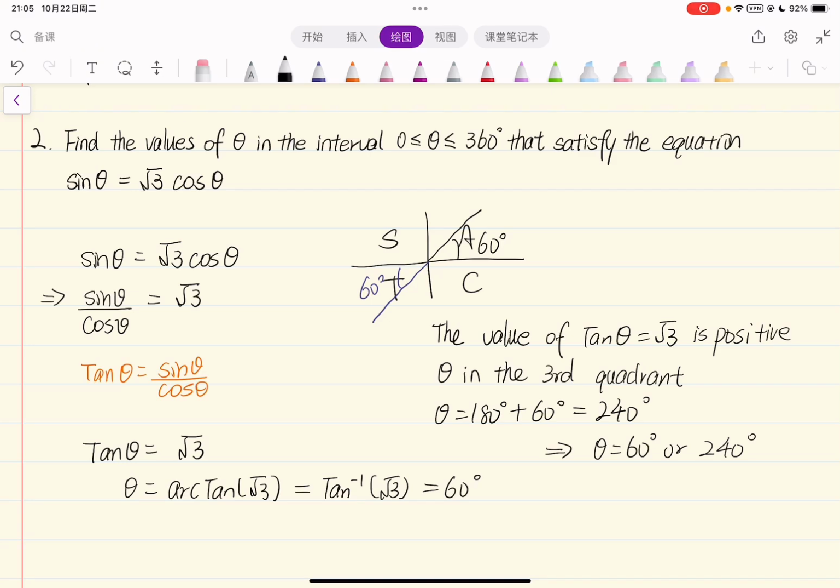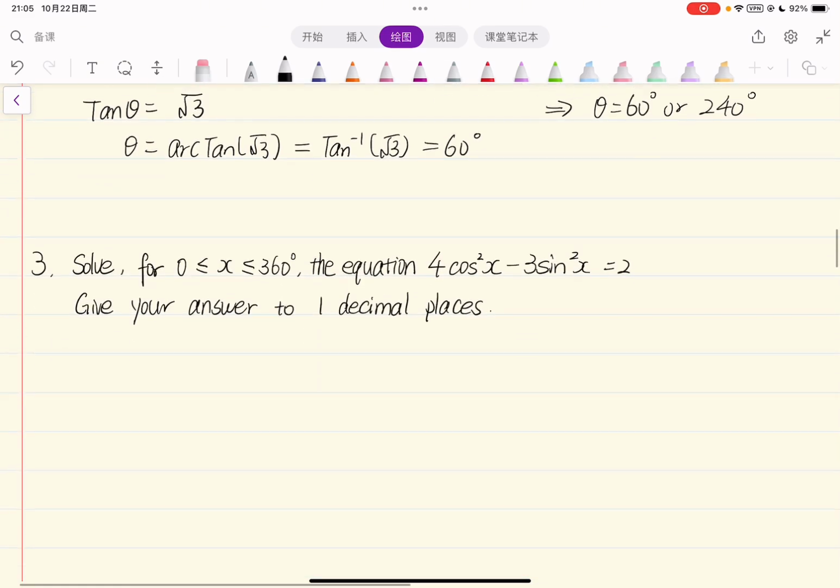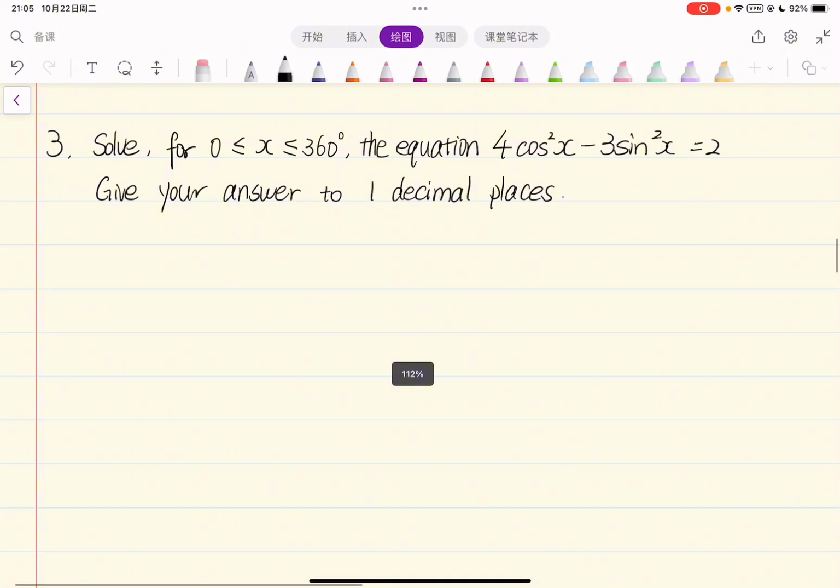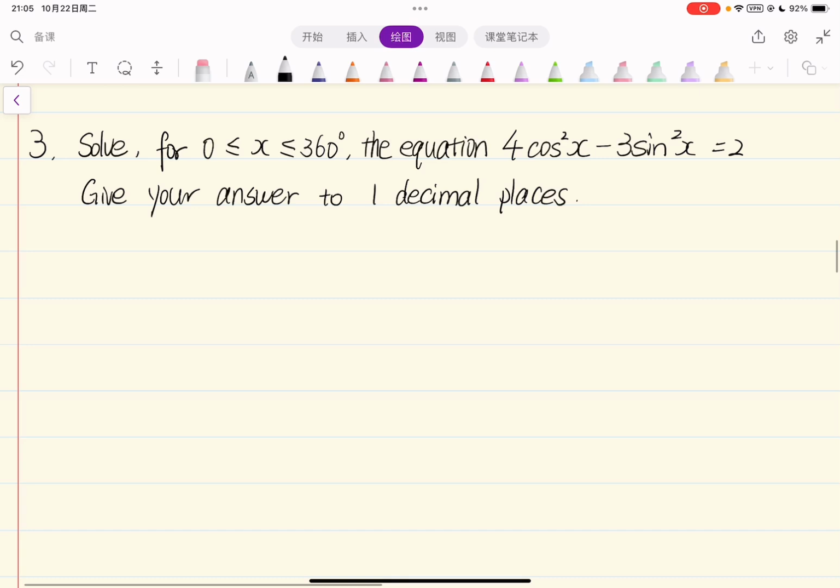Now let's see question 3. For x less than or equal to 360 degrees and greater than or equal to 0, the equation 4 times cosine squared x minus 3 sine squared x equals 2. Give your answer to 1 decimal place. So we have the equation 4 cosine squared x minus 3 sine squared x equals 2.